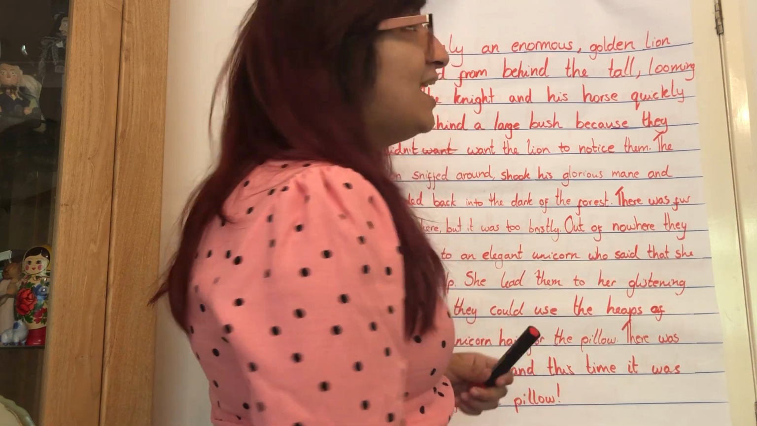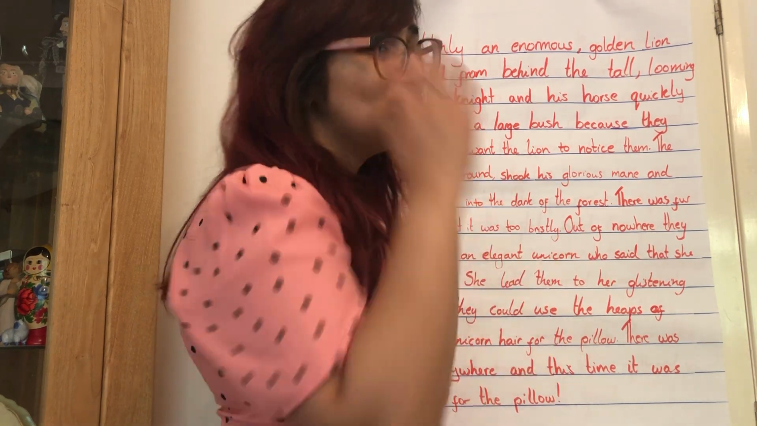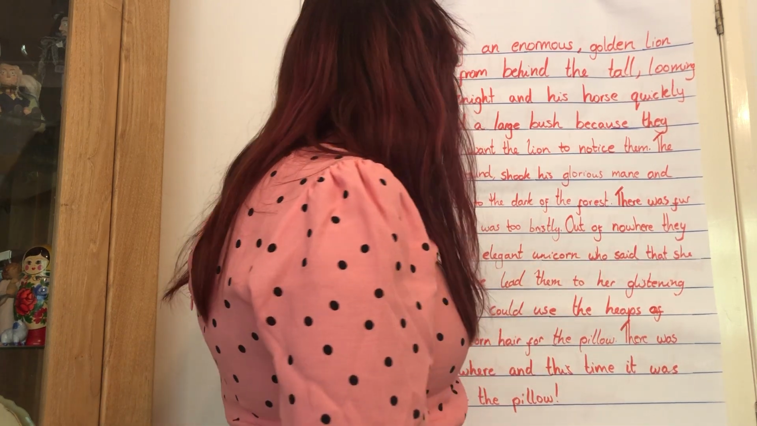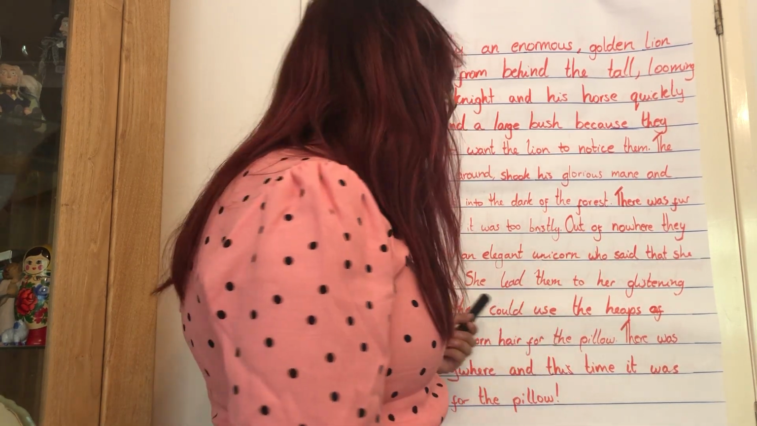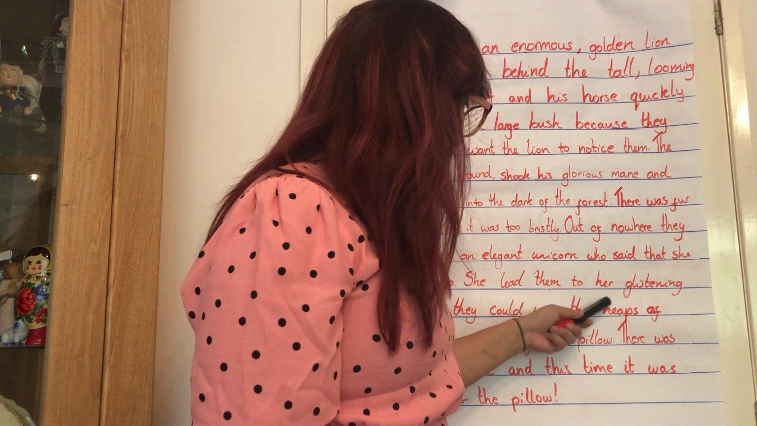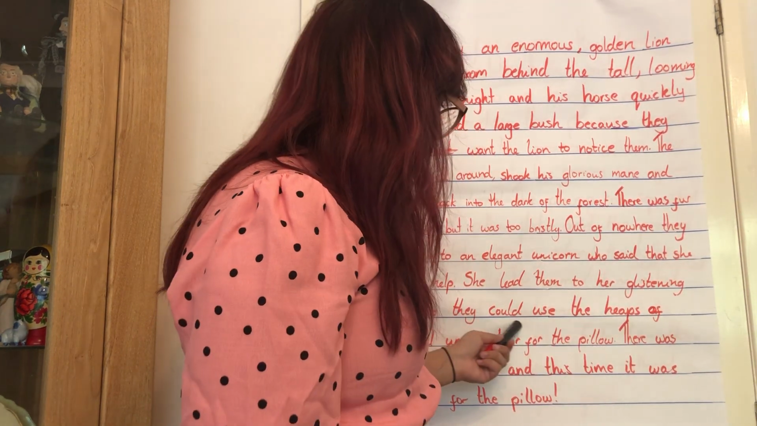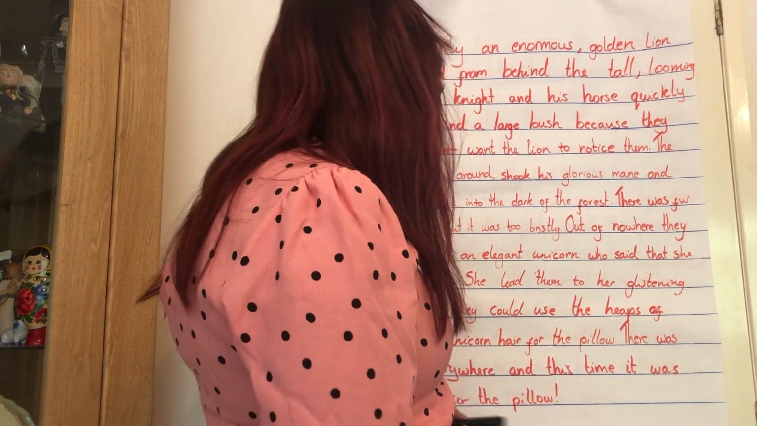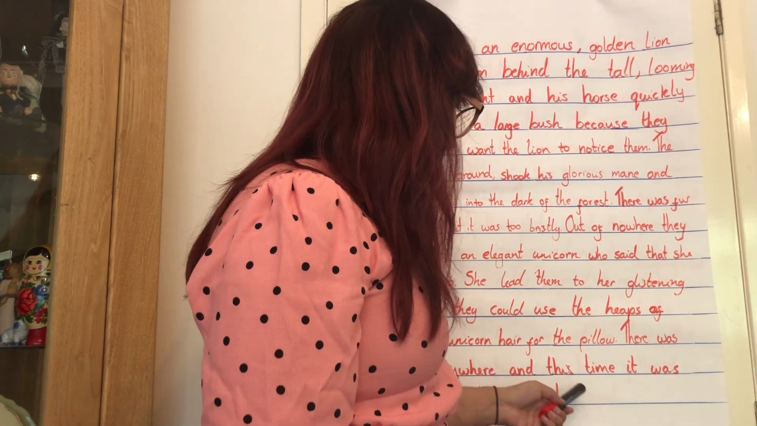Because they didn't want the lion to notice them, the lion sniffed around, shook his glorious mane, and padded back into the dark of the forest. There was fur everywhere, but it was too bristly. Out of nowhere, they bumped into an elegant unicorn who said that she could help. She led them to her glistening nest so they could use the heaps of magical unicorn hair for the pillow. There was hair everywhere, and this time it was perfect for the pillow.